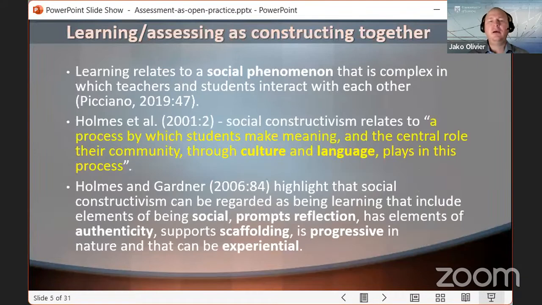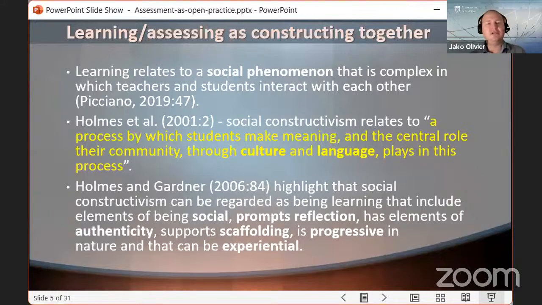I want to extend that idea even further. Now, Holmes and Gardner have written quite a number of interesting things around social constructivism, and that underpins what renewable assessment is all about. But social constructivism, according to Holmes and others, is a process by which students make learning, or make meaning rather, and a central role the community through culture and language plays in this process. So for them also, it's a very lingual process. It's learning that includes elements of social prompts, reflection and has elements of authenticity.